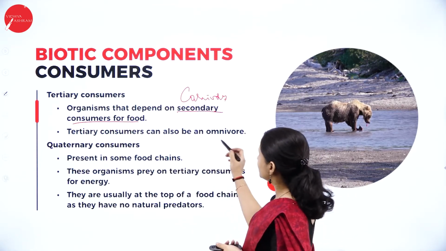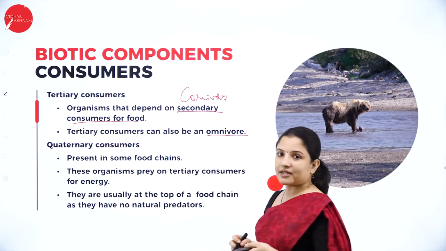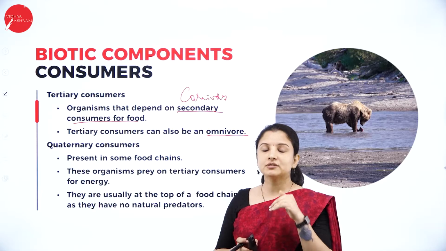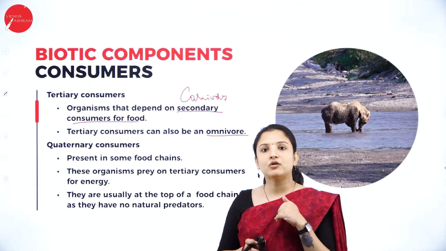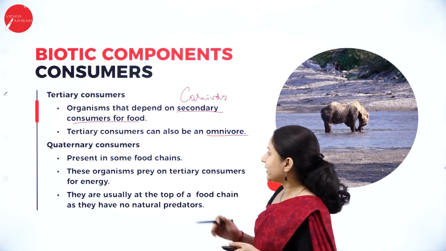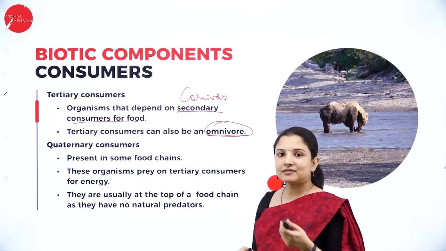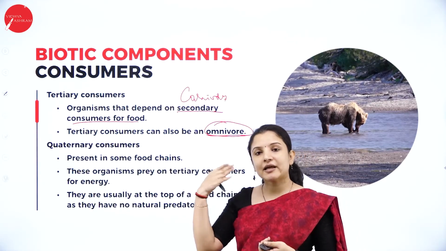So tertiary consumers can be an omnivorous animal as well. Omnivorous animals are the ones that feed on carnivorous as well as on herbivorous animals. So that is why tertiary consumers can be omnivorous animals. Next, again, a higher level, it can increase.